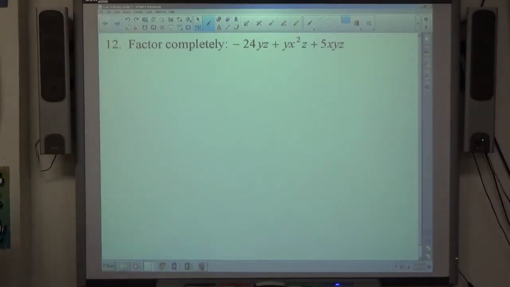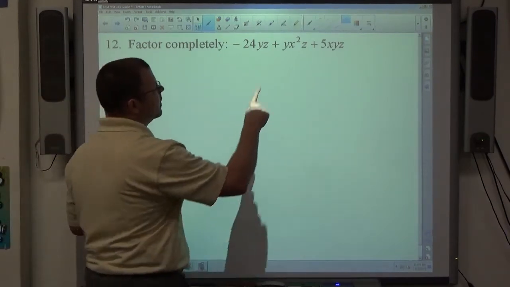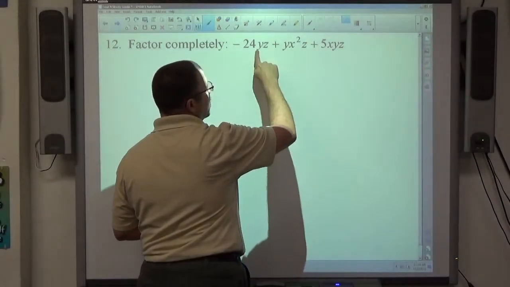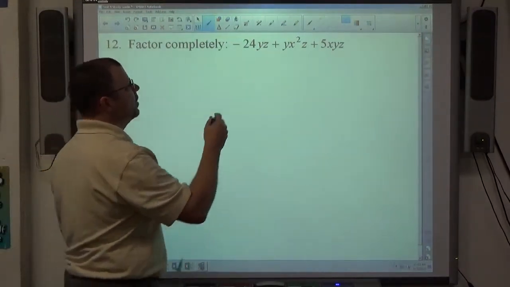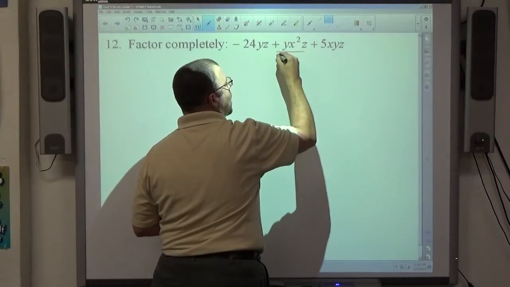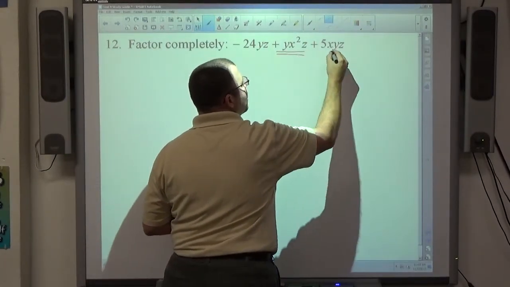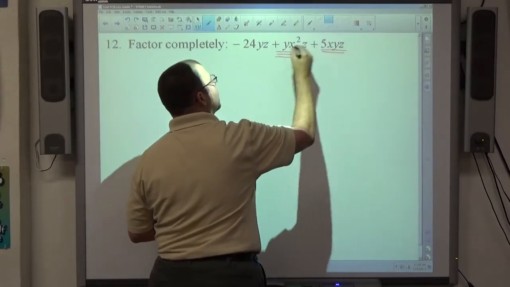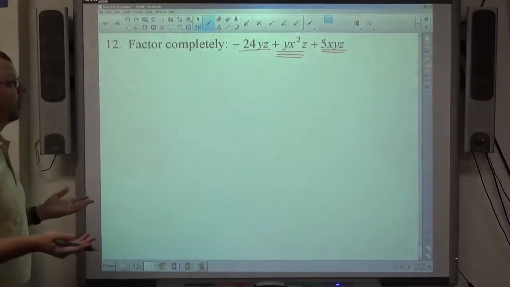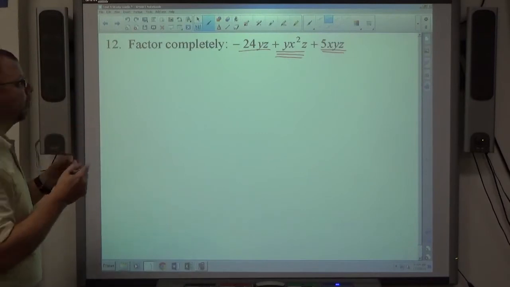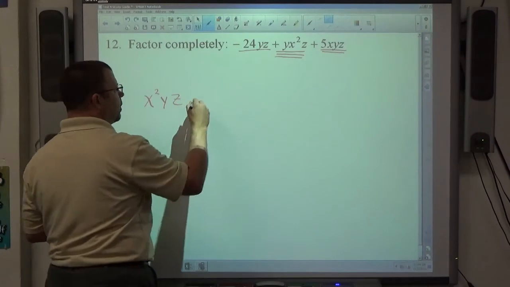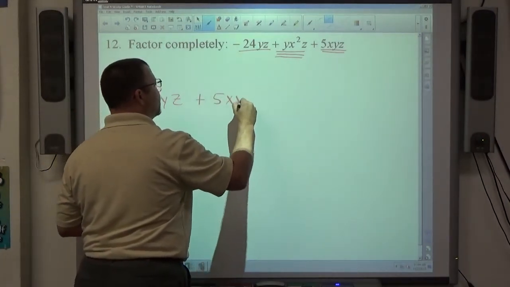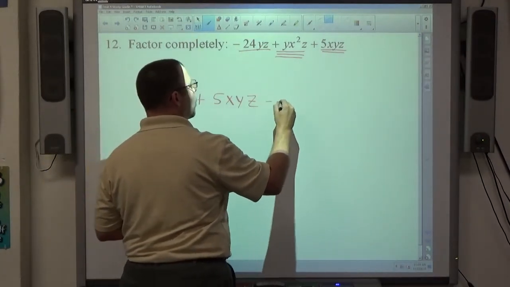Number 12, same idea, factor completely. This time we have 3 letters, x, y, and z, but if you focus just on the x squared, x to the first, no x at all, yz, yz, yz. The yz is a common factor. As far as descending order is concerned, this is the highest power of x, that'll go first. This is the next highest power of x, that'll go second, and this is the lowest power of x, there isn't one. So first thing I do is rewrite this one in correct order. So x squared yz first, plus 5xyz second, minus 24yz last.